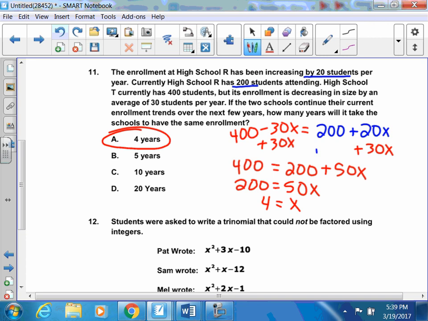If we want to figure out what the enrollment is going to be, we plug in 4. Plug in 4 right here. 20 times 4 is 80. And then 200 plus the 80 is 280. That's how many students will be at each school.